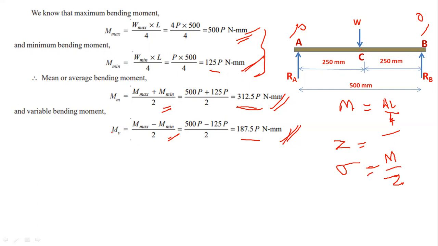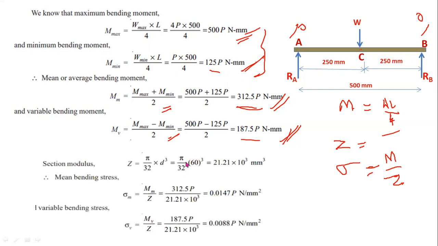So here Z is the section modulus. For circular cross sections, Z equals pi d cube by 32. Here the diameter of the shaft is given, that is 60 mm. So substitute the value of d in this equation. Finally, the section modulus equals 21.21 into 10 power 3 mm cube.